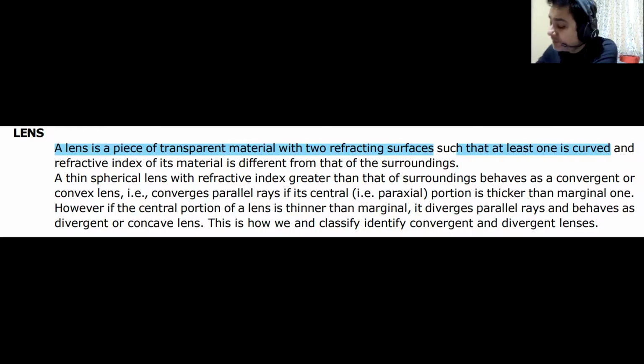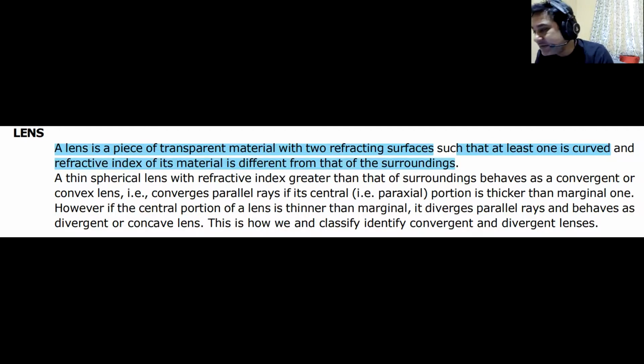But remember, the refractive index of this material must be different from its surroundings. If you have a glass lens placed in glass, it is not a lens anymore. It does not behave as a lens. It only behaves as a plane surface. In fact, if the medium is the same, it behaves as the medium itself. So at least it must be placed in a different medium, at least on one side if not both sides. Do we understand this, or has it gone above our heads?